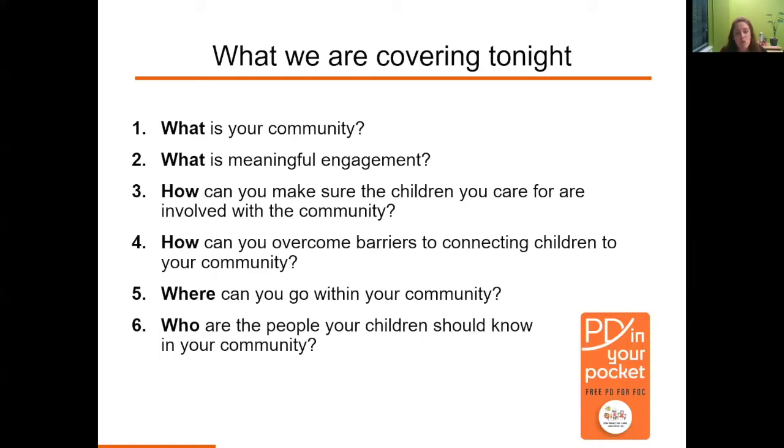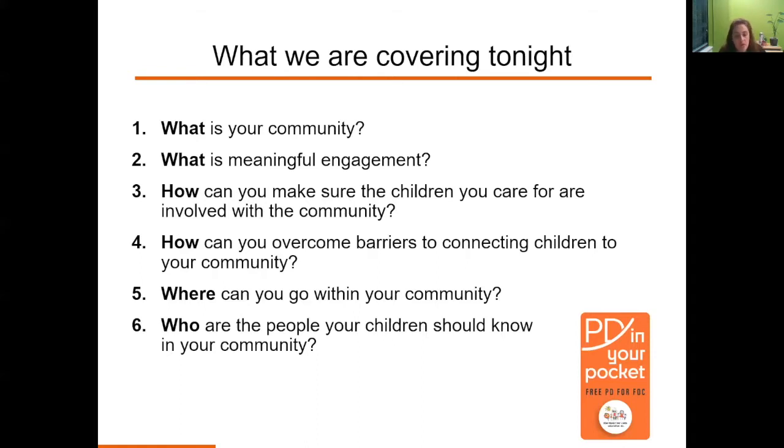How can you make sure the children in your care are involved with the community? So that's something that sometimes gets overlooked, and we really need to make sure that that's happening. How can you overcome barriers to connecting children to your community? So often family daycare educators and even other educators will comment that it can be quite a challenge to get children being involved and part of their community. So we'll look at how we can overcome that.